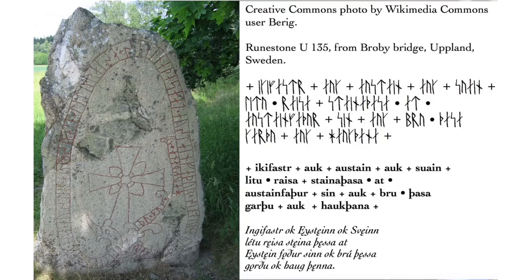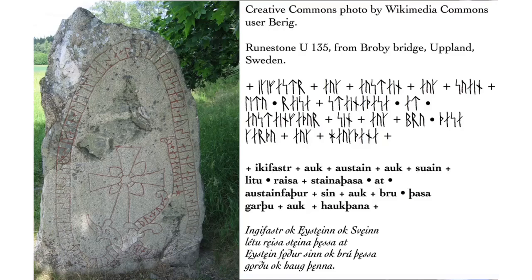Still some archaic features here. We still see ok written as auk. In the third word in line 1, we see the name Eystein written as Eystein. This is interesting because even though this is getting a little bit later, we still have diphthongs in this dialect of Swedish, so it's not Eystein or something like that, which we would expect after monophthongization.